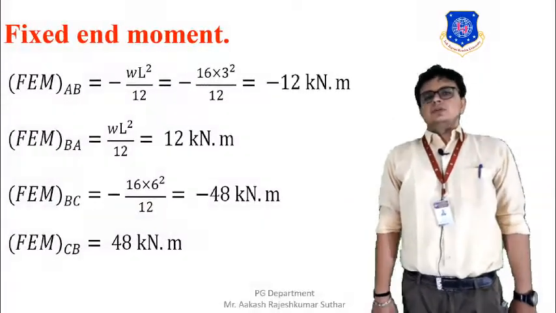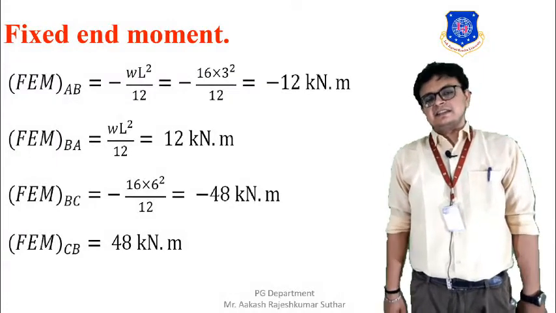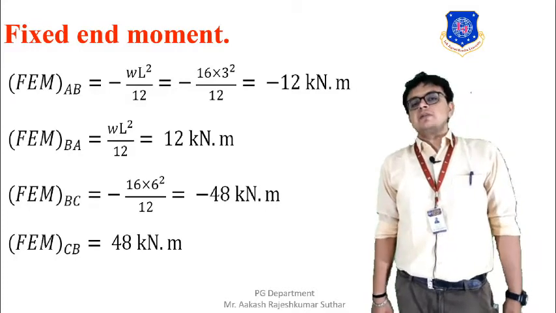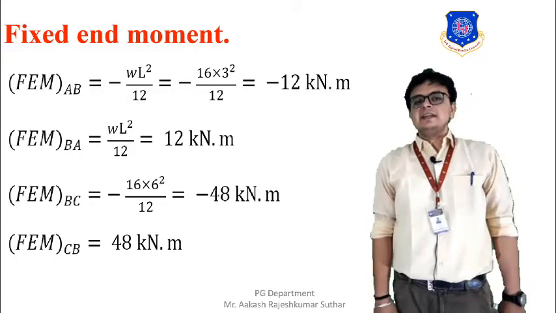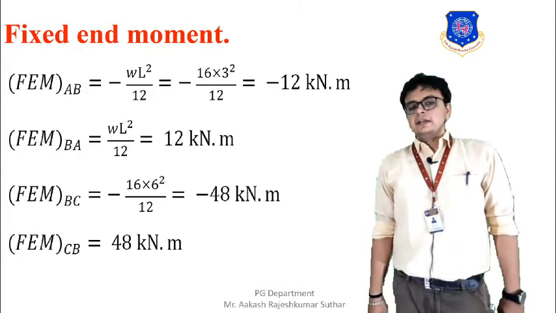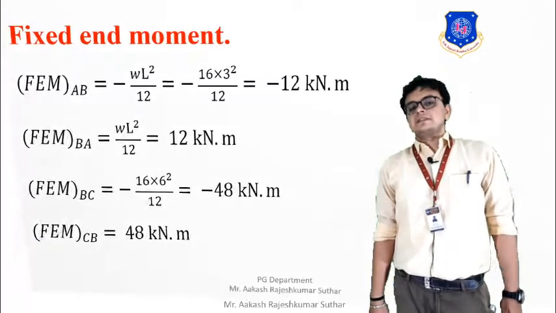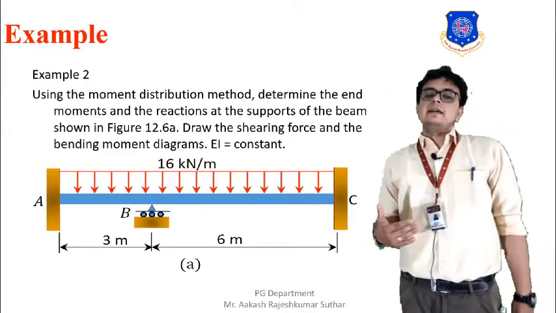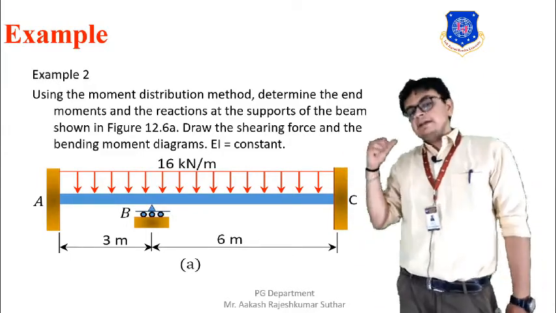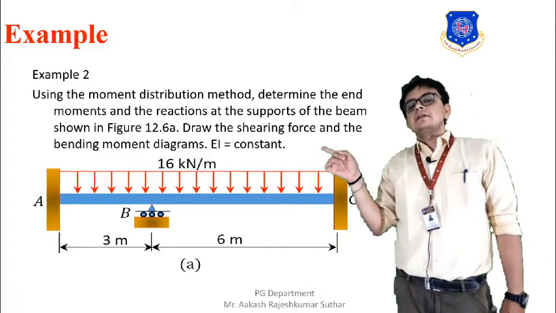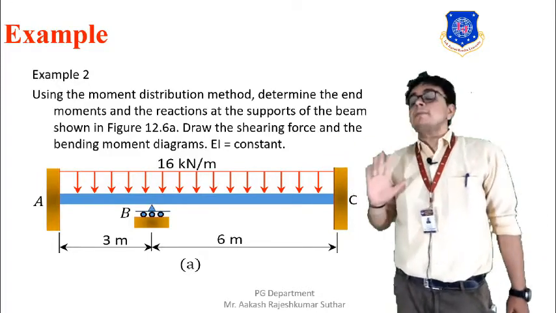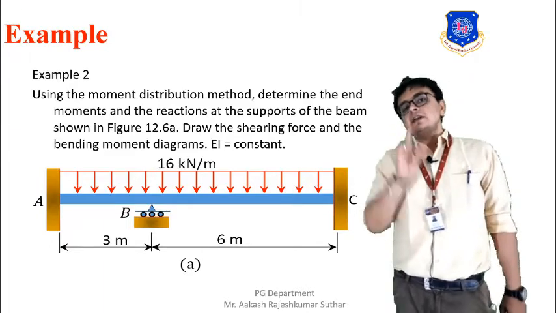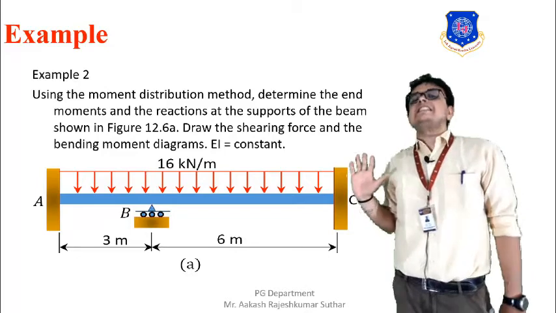As discussed in the previous session regarding the steps involved in the moment distribution method, the first step here also will be the fixed end moment. So let's consider the members. We will be considering the AB member, the BA member, the BC member and the CB member. These are all the 4 members, and over the whole member only the uniformly distributed load is acting.